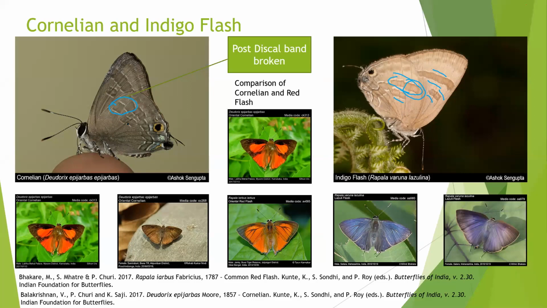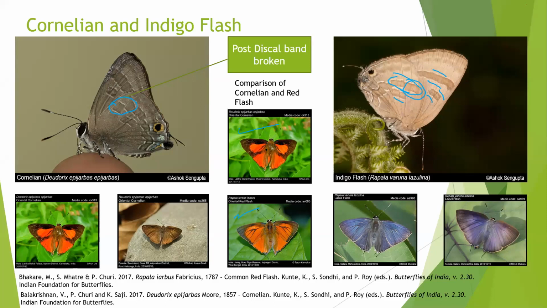Of course, if you see the open wing, cornelian is quite different from an indigo flash. Indigo flash has blue on its upper side for the male, and the cornelian male is red. And now you will be surprised to see how similar a cornelian and this red flash are to each other. As you can see, cornelian and red flash males both have vibrant red on the open wing.